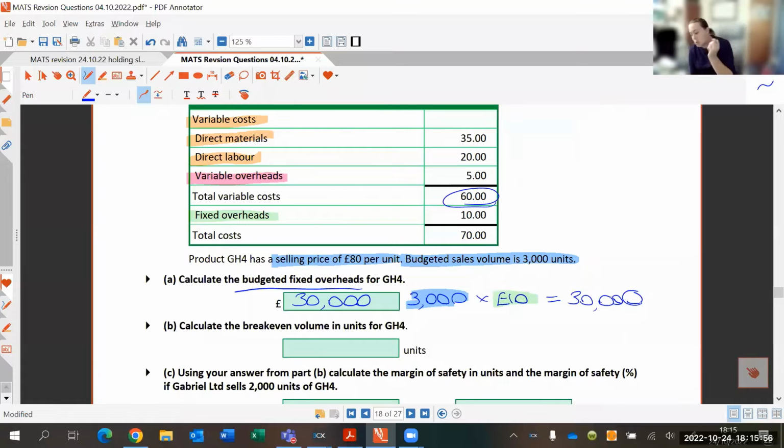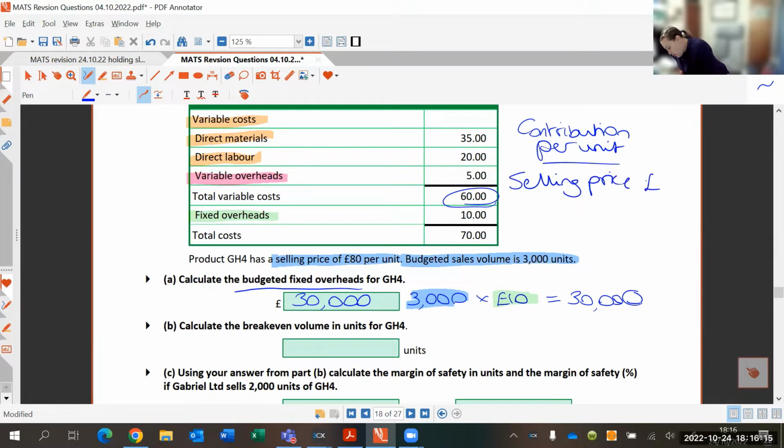Yeah, well done, Carol. So we first need to find out what our contribution is. In fact, I'm going to put this up here because it's going to be useful. So what's our contribution per unit? We're told that our selling price is £80 a unit. And then we're told that we've got variable costs that total £60.